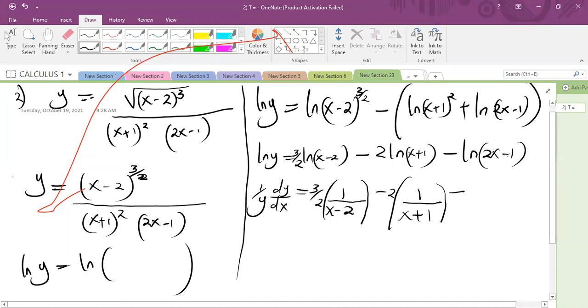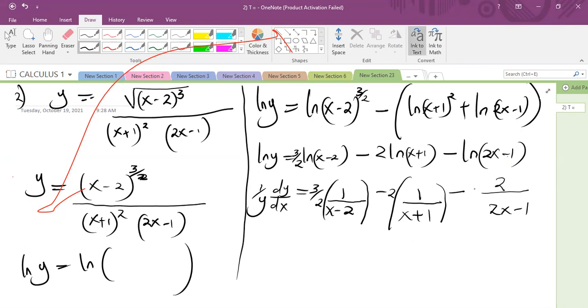Minus, if you're differentiating ln of 2x minus 1, you come and write 2x minus 1 here. Then on top here, you write the derivative of what you've written down. So the derivative of 2x minus 1 is 2. So this is basically our answer, guys. We just make dy/dx the subject of the formula.